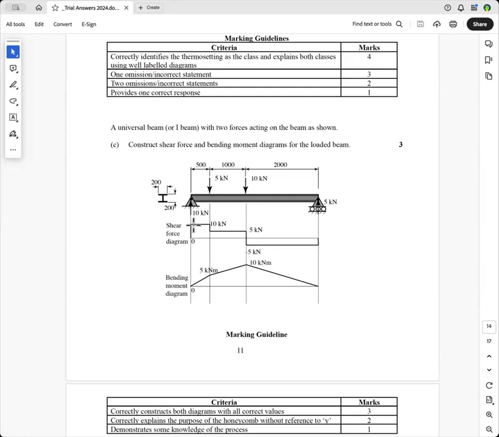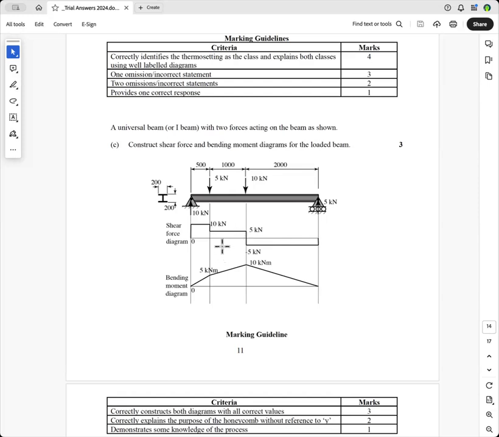Go up 10. So you've got 10 there, down 5, along, because it's not a UDL, and down 10. And if you come back up to that value, you know you're right. If it was a UDL, these would be inclined.